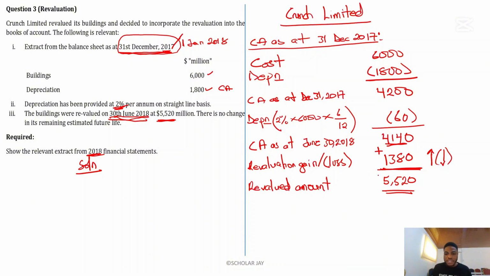Now, what did we say about it? So what it means is that this revalued amount will be what will show in the books now. That's the actual cost of the assets now. I hope you are getting me. As at 30th June 2018, this 1,380 becomes the revaluation gain.